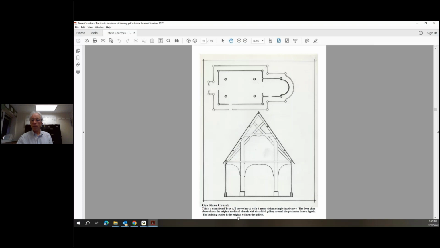Okay, so the next church we're going to talk about is Øya. It is the transitional A/B organization. So we've got four staves in the middle of the nave. And the plan I'm showing you here does not quite match up with the section, because the plan today has a gallery all the way around. It started out as just this simple floor plan that's darkened in, and the lighter stuff was, like I said, added over time.